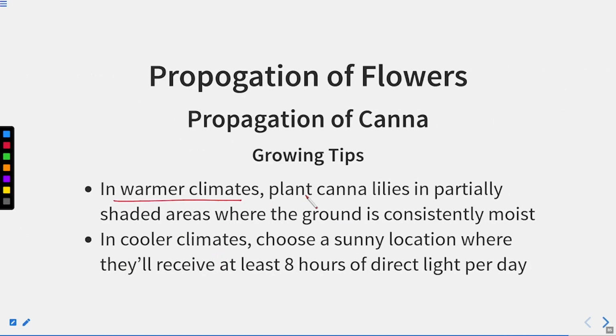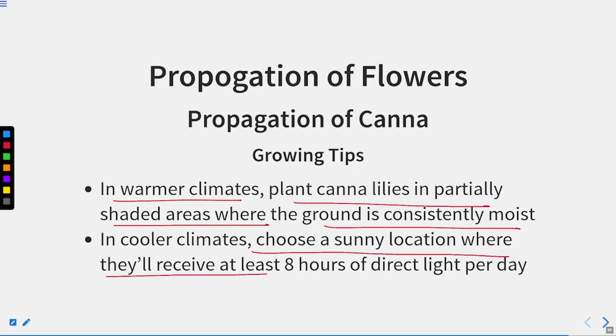In warmer climates, plant canna lilies in partially shaded areas where the ground is consistently moist. In cooler climates, choose a sunny location where they will receive at least 8 hours of direct light per day. So in a warmer climate, canna lilies can grow in shady areas where they require less heat, and the ground should be consistently moist. If you are growing canna in a cooler climate, choose a sunny location with at least 8 hours of light.